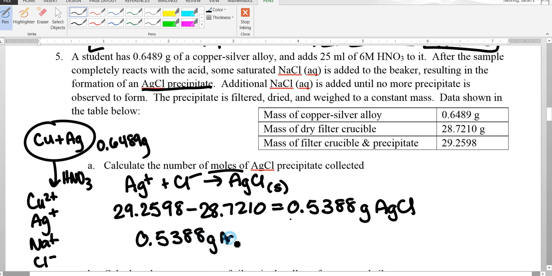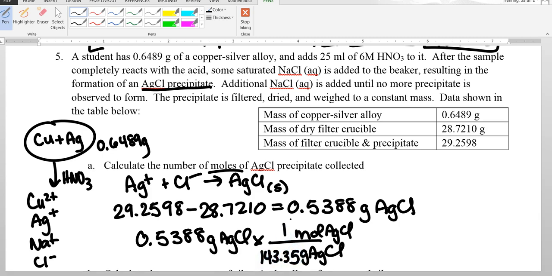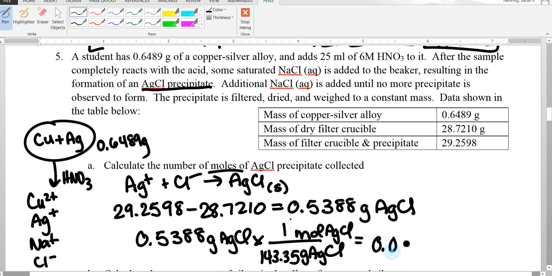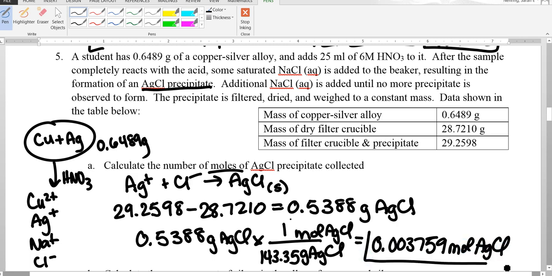0.5388. And by the way, this is definitely the type of problem where you could be graded for sig figs because it's a data-based problem. And I want to convert grams silver chloride to moles silver chloride. And looking at the periodic table, I know that 1 mole of silver chloride is 143.35 grams. So that gives me 0.003759 moles of silver chloride. All right, so part A is done.